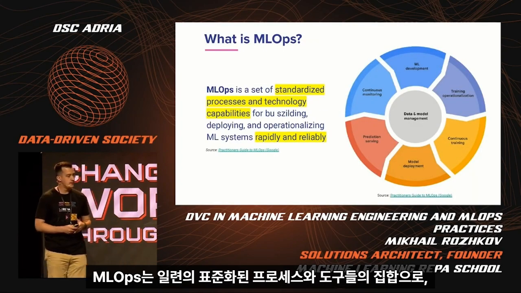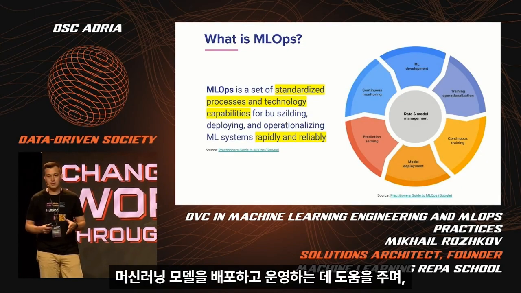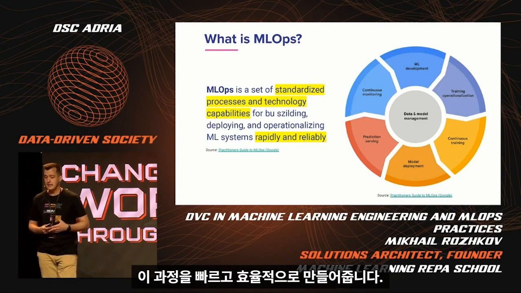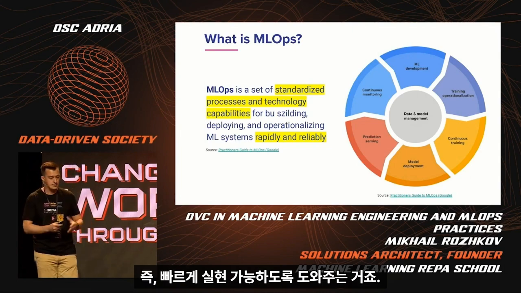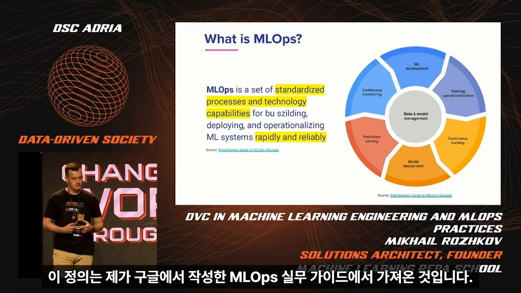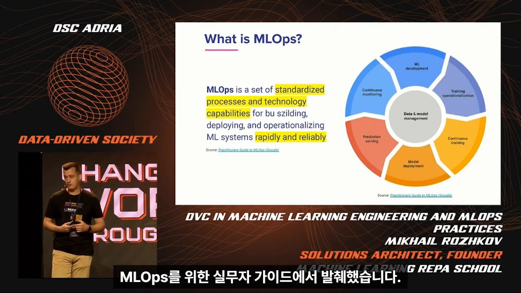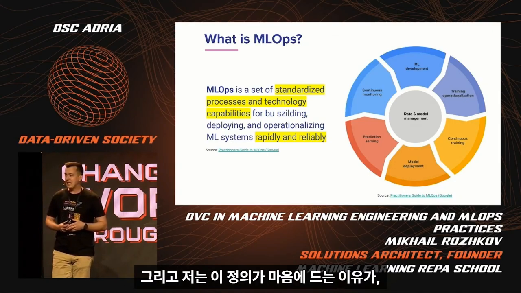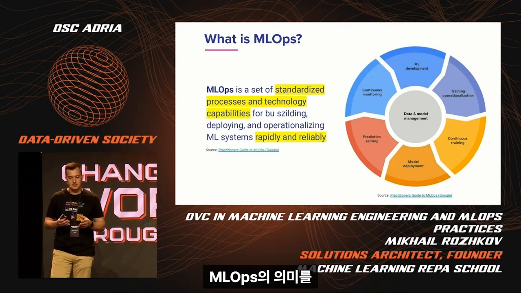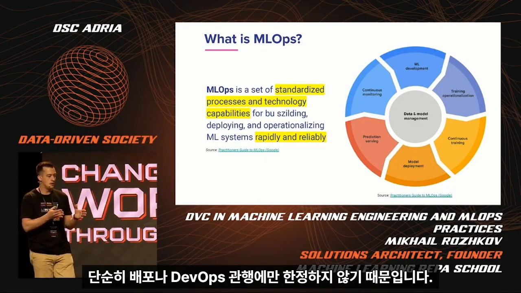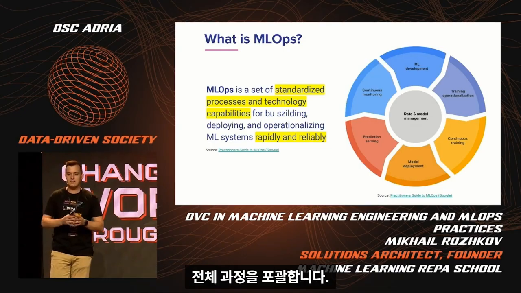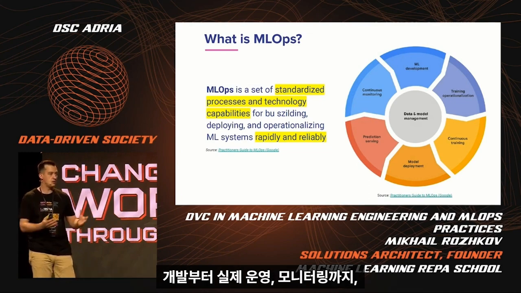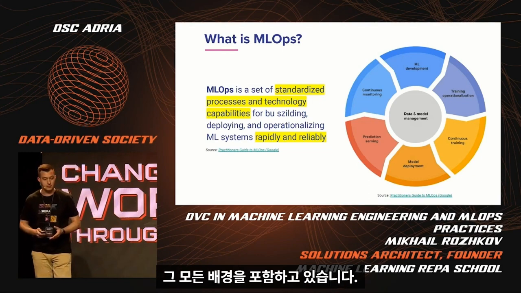MLOps is a set of standardized processes and tools that help you to deploy and operationalize your machine learning models rapidly and fast. I took this definition from the Practitioner's Guide for MLOps written by Google. Sorry for the typo there. I like this definition because it doesn't narrow the definition of MLOps only to deployment and DevOps practices. It covers the whole process of machine learning development and the whole machine learning lifecycle, from development to monitoring and having this feedback loop.